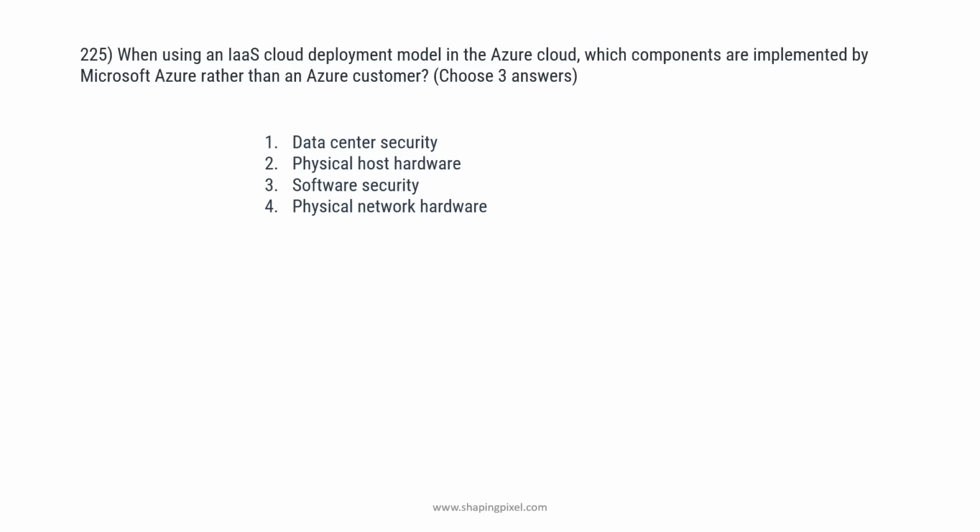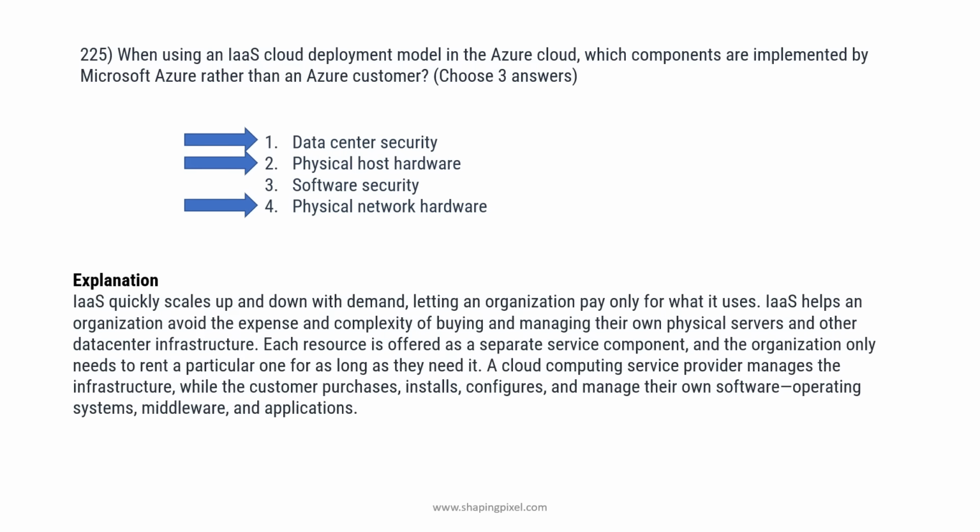Question number 225. When using an infrastructure as a service cloud deployment model in the Azure cloud, which components are implemented by Azure rather than the Azure customer? Choose three answers, and the options are data center security, physical host hardware, software security, and physical network hardware. So the right answer is options 1, 2, and 4.